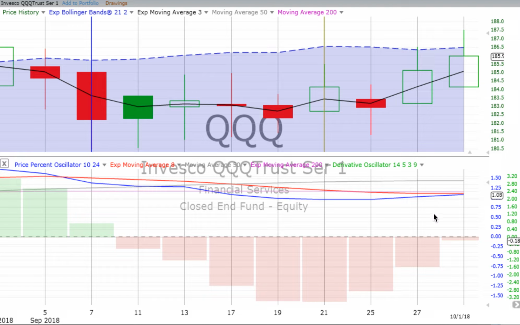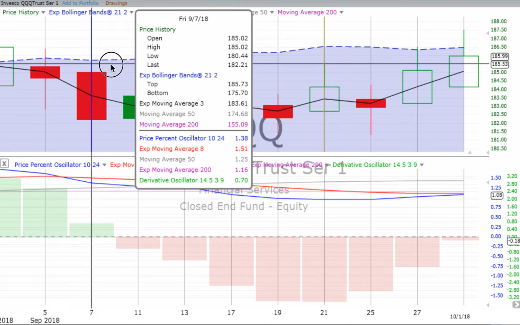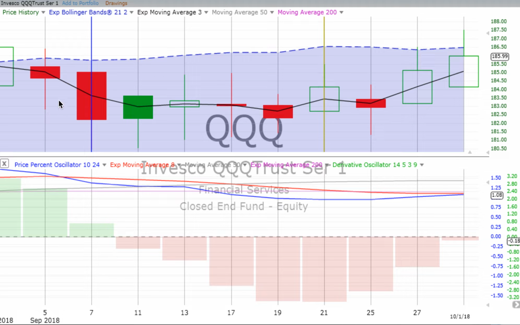Price percent oscillator on the 2-day chart is heading up, hasn't crossed over yet. But again, we have two green candles in a row. That typically portends strong up movement. Price has actually moved above where it was back on the 5th and the 7th on those red down two-day candles, so sort of bouncing off perhaps. Derivative oscillator still negative, but just barely.